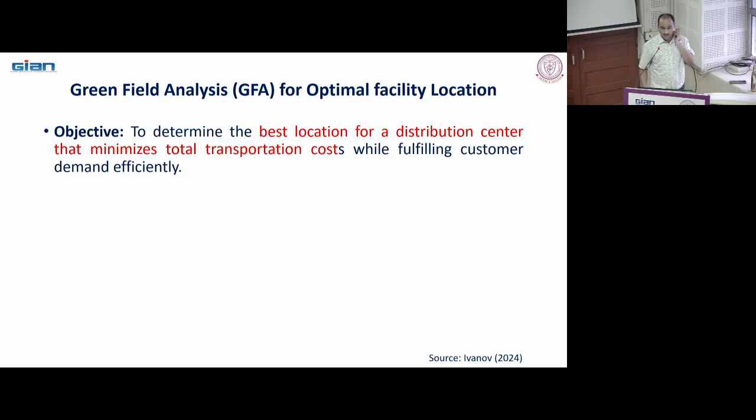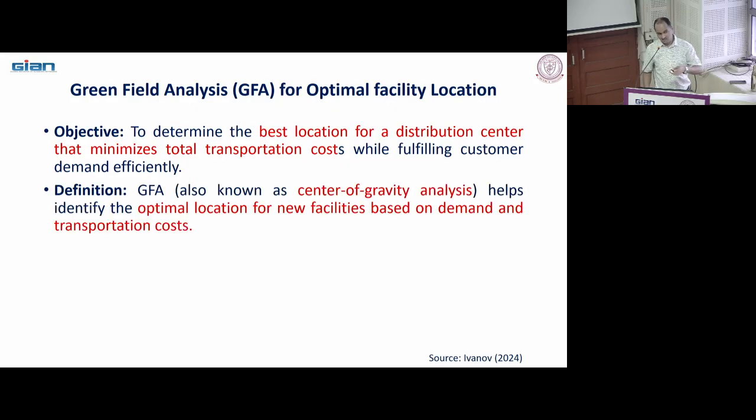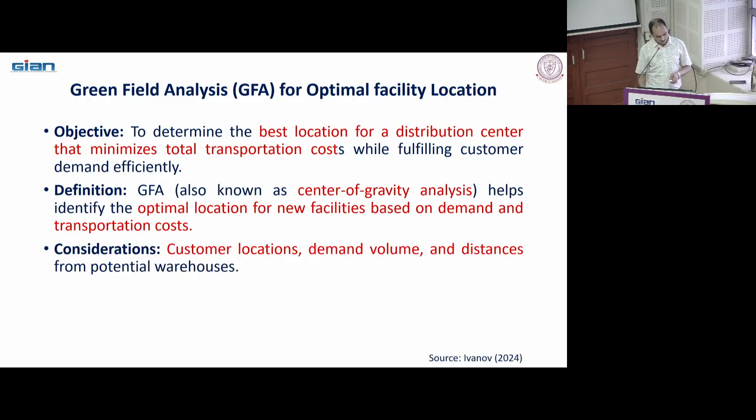Okay, so greenfield analysis. What is the objective of greenfield analysis? To determine the best location for your facility. It could be a manufacturing plant, distribution center, or retailer, while fulfilling the customer demand. When you locate the facility, your objective is to minimize the transportation cost, or it could be to minimize the facility location cost as well. Definition: GFA uses center of gravity analysis to identify the optimal location. It considers the demand, supply, customer orders, customer location, demand value, and distances for potential warehouses.